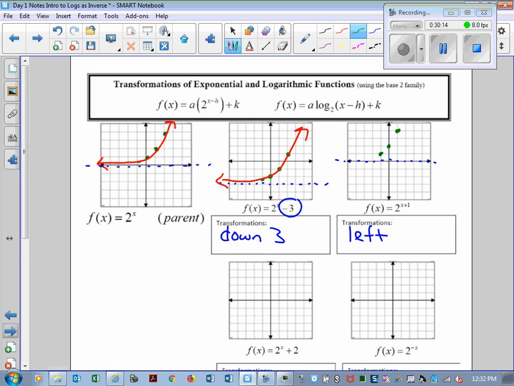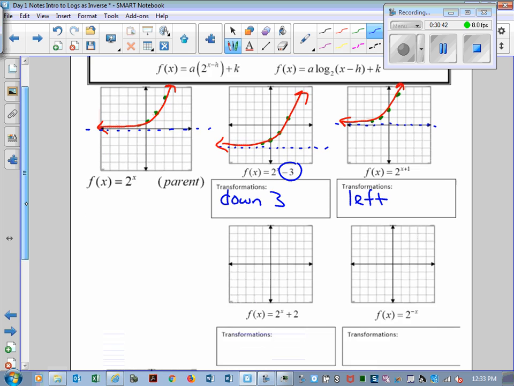The more you do this, the more comfortable you're going to become with this. Okay, so make sure you practice these things. Practice your parent function so you know what you're doing. And then we can go ahead and draw it in. Alright.